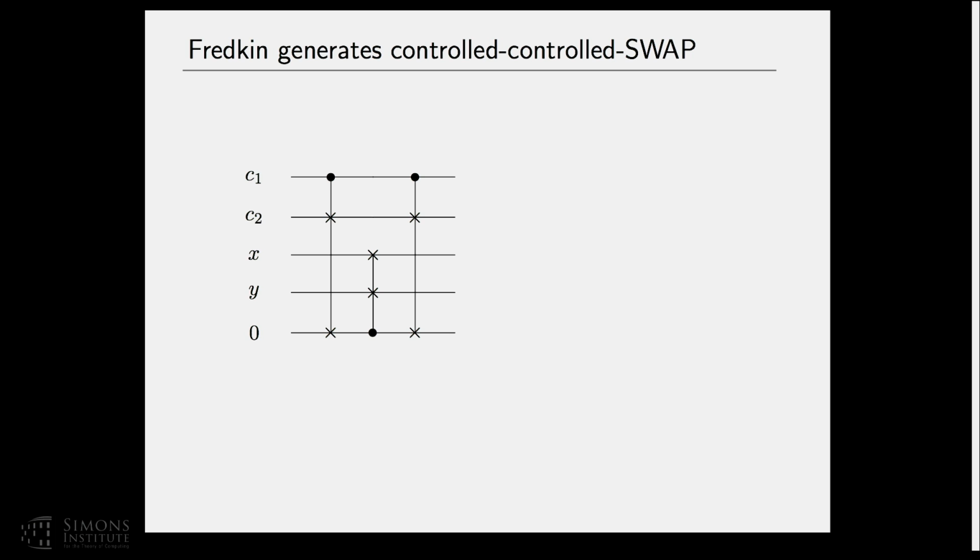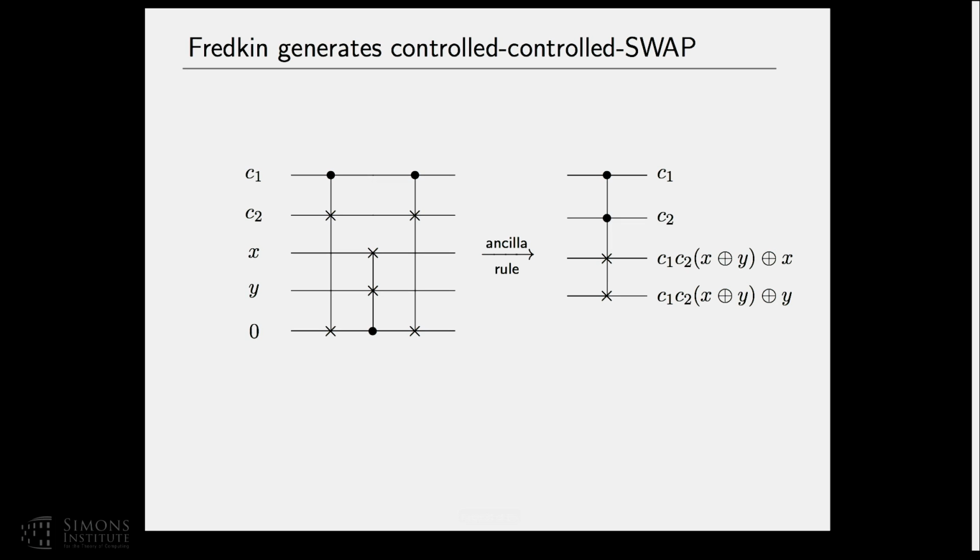I'm not going to get into totally the details of how this works, but basically, if we have a Fredkin gate and we have the 0 ancilla here, then we can apply the ancilla rule, and get a controlled swap gate. So we can build more powerful gates using this ancilla rule as well. Basically you just need some area to do some side computation.